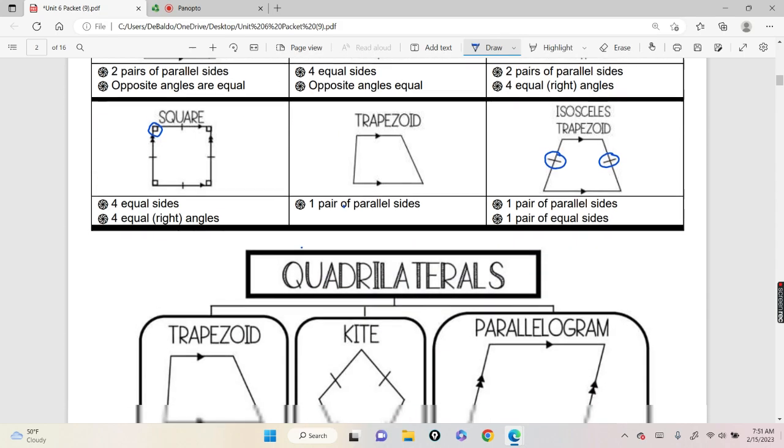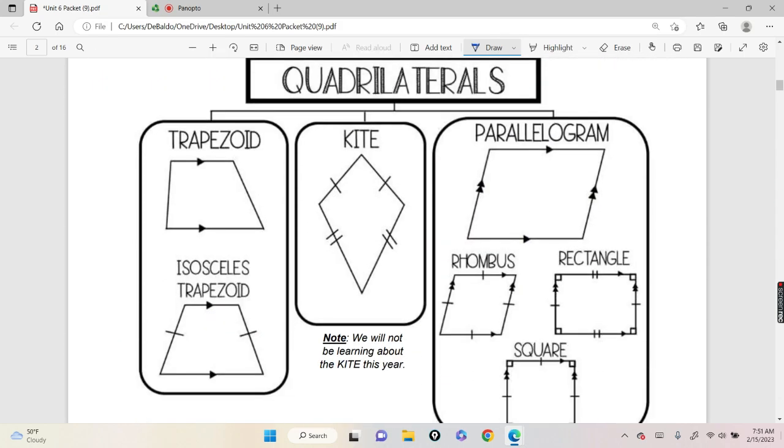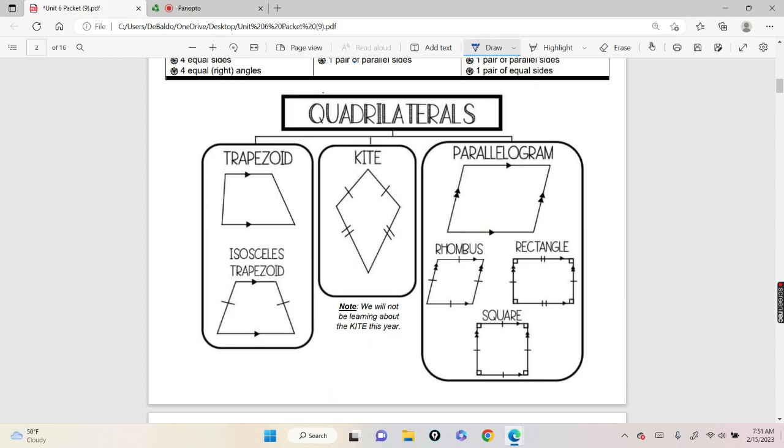A nice little chart that we like to use to help us recognize these quadrilaterals is seen here. And one thing I want you to notice about this diagram is that we are not going to be studying the kite this year in 7th grade. So we don't need to worry about that center quadrilateral, although a kite is a type of quadrilateral.